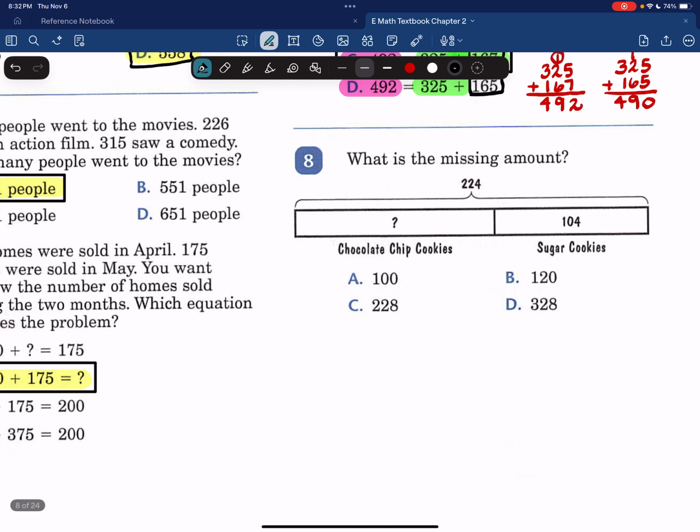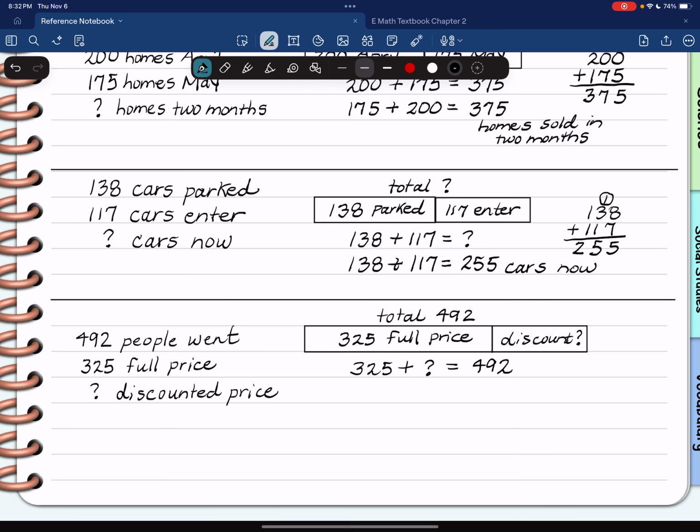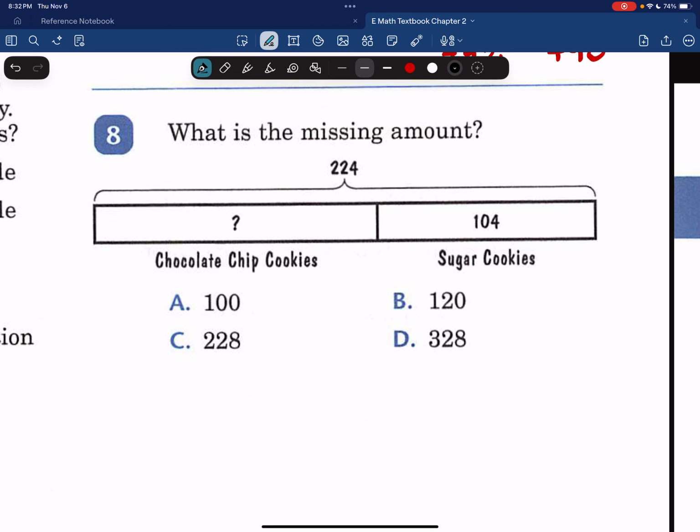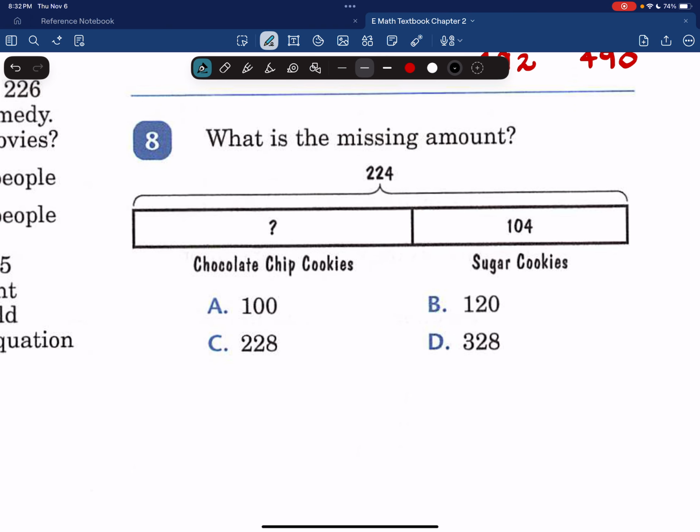Okay, finally, and I ran out of room, didn't I? Okay, so I'll have to work this one right down here. Well, we've already got a model. Excuse me, I've got the hiccups. What is the missing amount? Question is what's missing, or what is the question mark?